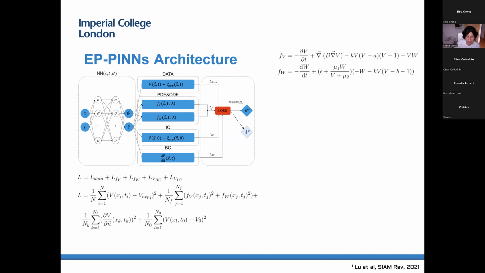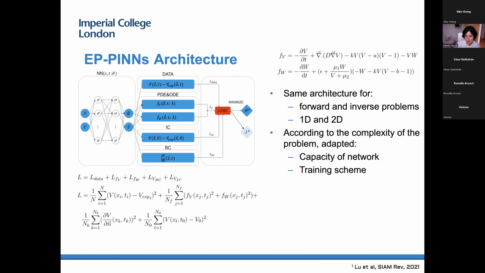So putting it all together, it looks a bit menacing. Apologies. Agreement with the data, agreement with the equation for V, with the equation for W, with the boundary conditions, which here are no flux, and with the initial conditions, which are known. So we use the same architecture across all problems. There's an exception later on that I'll mention to you, but we've adapted the capacity of the network and the training scheme depending on whether we went to 1D, 2D, estimating one parameter or more.